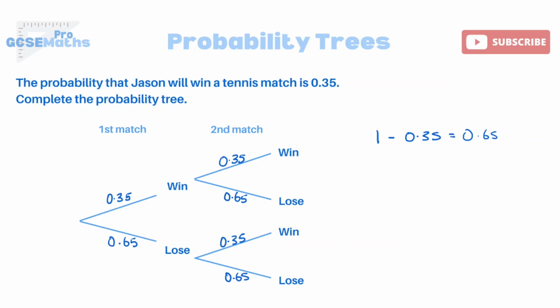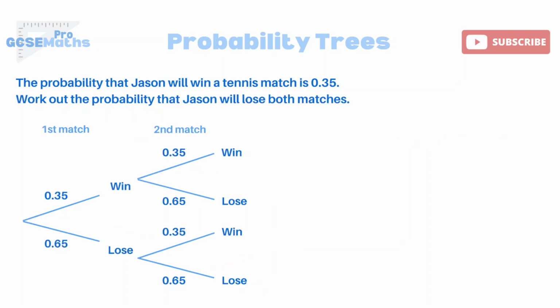Now, let's look at a part B question. So I've got it here again, I've just typed it out. Work out the probability that Jason will lose both matches. So I tend to use a highlighter here. You might want to use a coloured pen, or you might be happy to just look at it. I like to highlight the options of what satisfies the question. So in this case it says lose both matches.